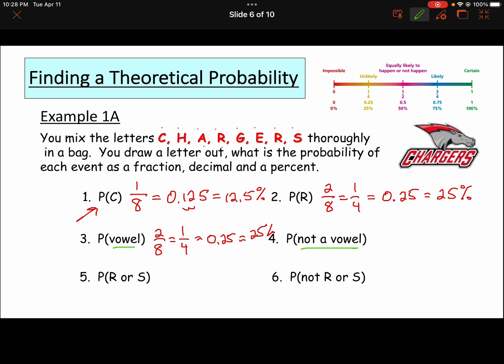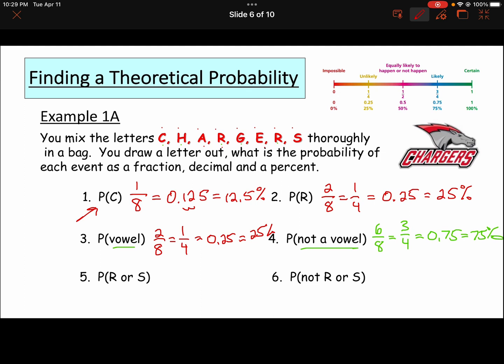So in this case, a probability of not a vowel would be, well, C, H, R, G, R, and S. So it'd be 6 out of 8, which would simplify down to 3/4, which is 0.75, or another way of looking at it is 75%. And if you think about it, 75% plus 25% is 100%. So you're either going to get a vowel or not a vowel 100% of the time when you reach into that hat.